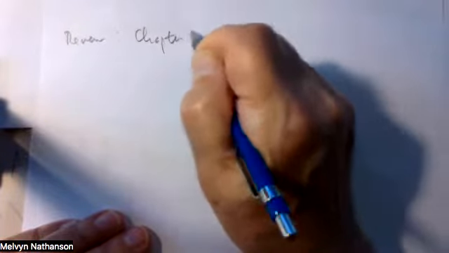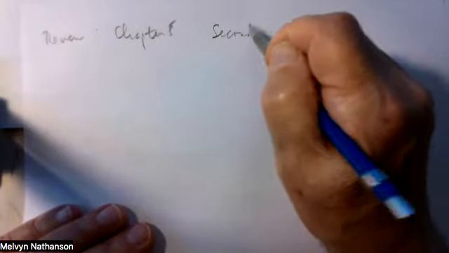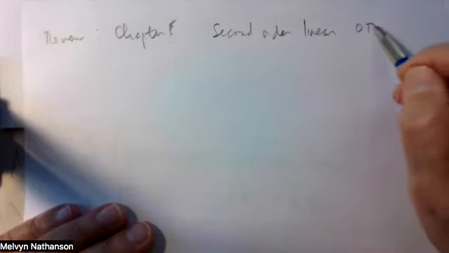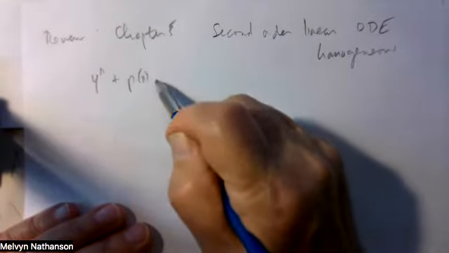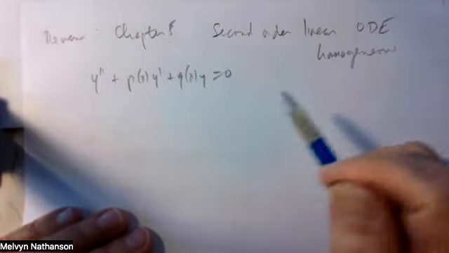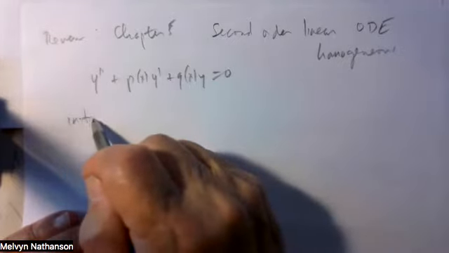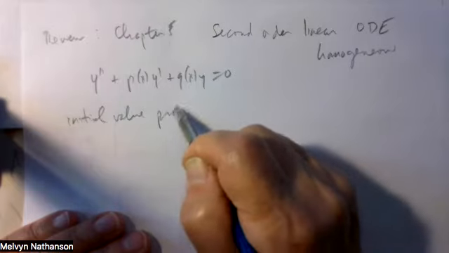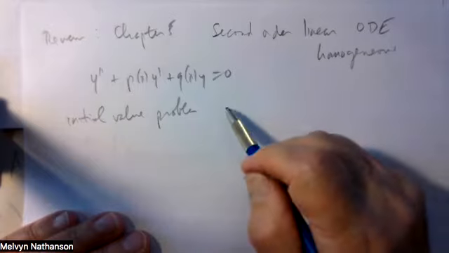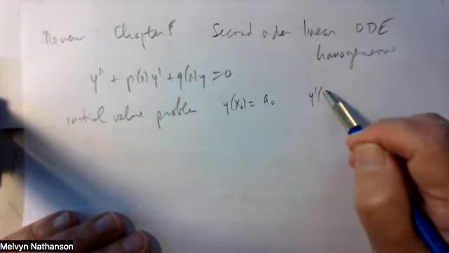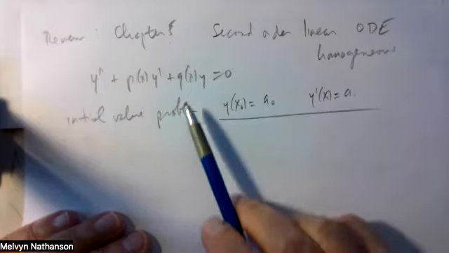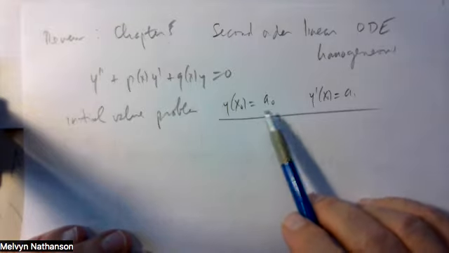Okay, so let's review a little bit. In chapter 5, we look at second order linear ordinary differential equations. And let's just restrict ourselves to the homogeneous case. So that's an equation of the form y double prime plus p of x y prime plus q of x y equals zero. And we have an initial value problem: find the solution y such that y at x naught has some value a zero and y prime at x naught has some value a1. So we want to find the solution of the differential equation that at some point x naught satisfies these initial conditions.